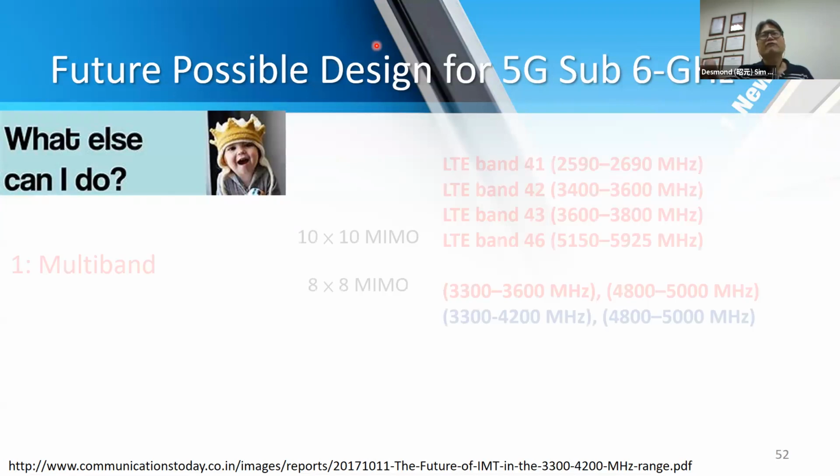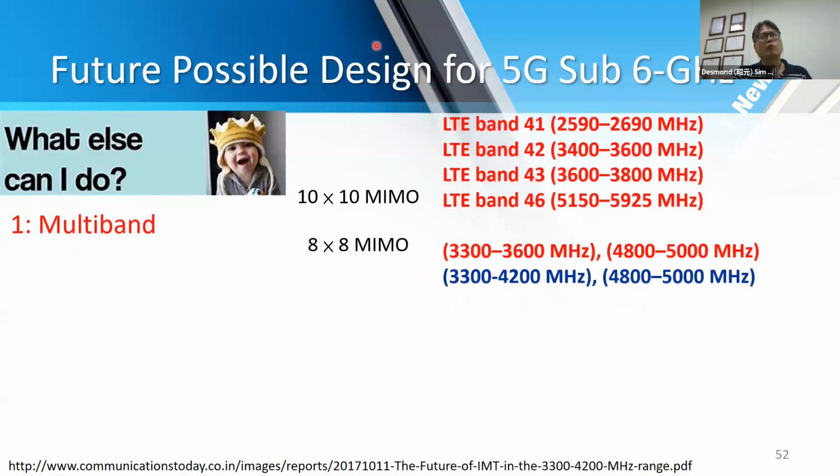Now, the first thing you can do, if you're a student working for your PhD or postgraduate, is work on a multi-band design, meaning that you have to cover all these bands, especially band 78 and band 79, between 4 and 5 gigahertz. So you need to develop a multi-antenna type with a huge number of bands that can almost cover the 5G new radio band.